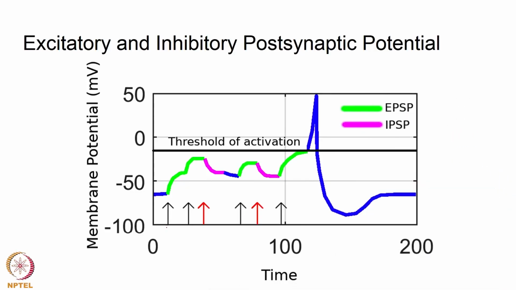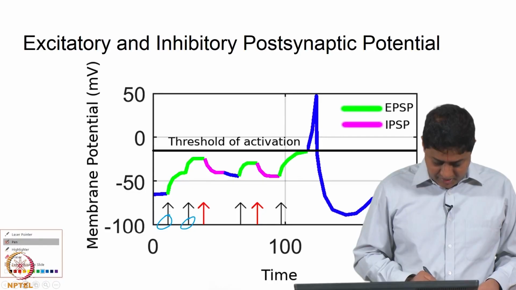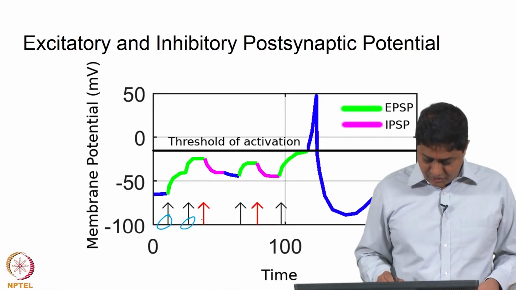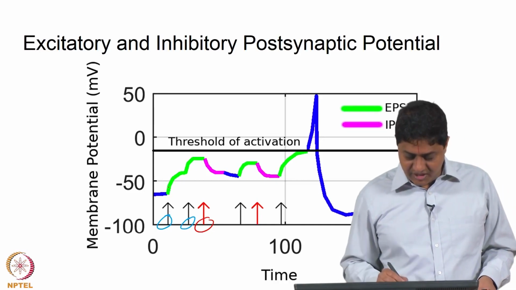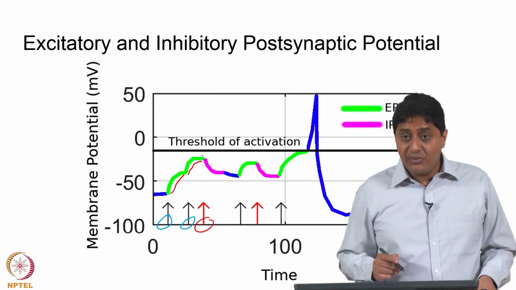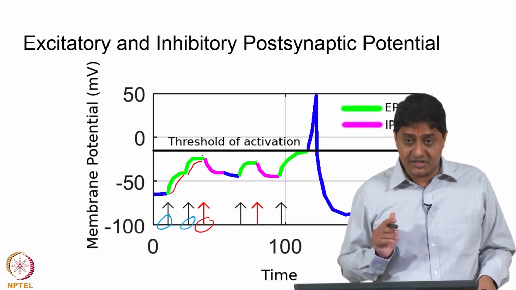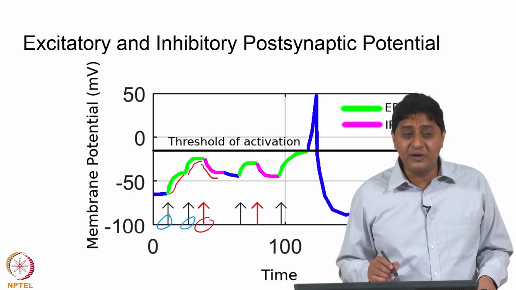Note here the positive stimulation or excitatory stimulation is shown in black like here, and the inhibitory stimulation is shown in red like here. So, every time an excitatory stimulation happens, there is a depolarization taking the membrane closer to threshold, but whenever an inhibition happens, it is brought farther away, there is a hyperpolarization.